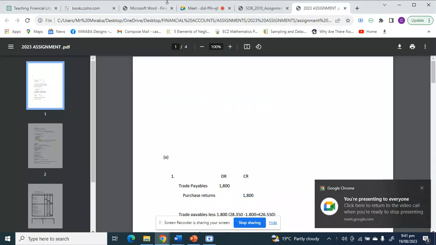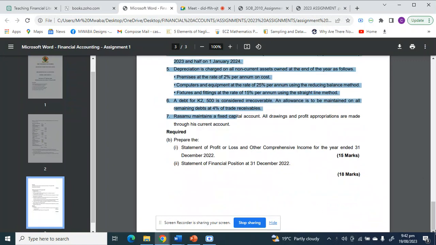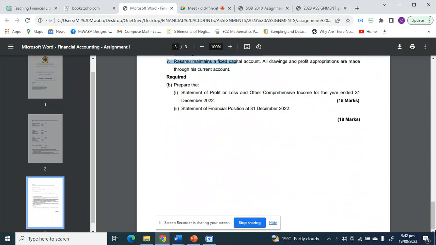All right, so we're on the part of this question for Rasamu, where we now have to prepare the statement of profit or loss and other comprehensive income for the year ended 31st December 2022, and also make the statement of financial position. So basically, we just have to make the basic financial statements, which are the income statement. The income statement consists of the trading account and the statement of profit or loss. And then finally, we have the balance sheet.